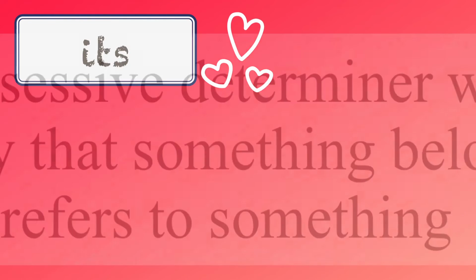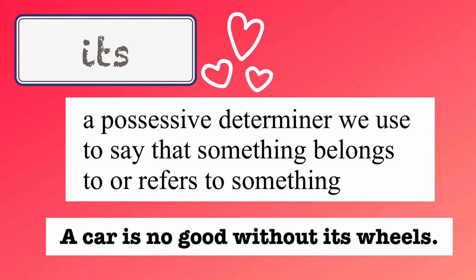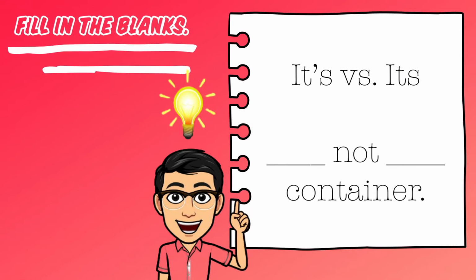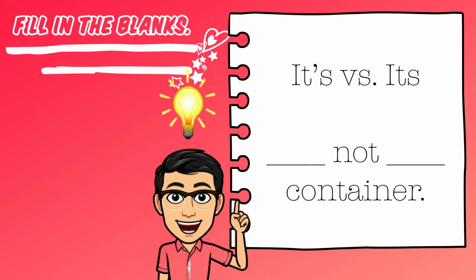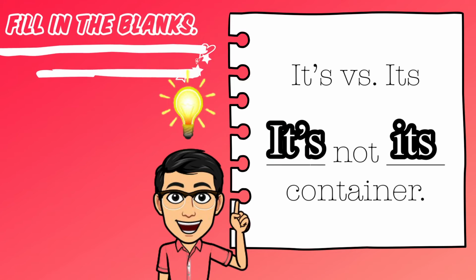Its without apostrophe. It is a possessive determiner we use to say that something belongs to or refers to something. So earlier I said when you say possessive, it expresses ownership, pagmamayari. Example sentence, a car is no good without its wheels. So we all know that wheels are part of a car. Okay, let's have the example sentence earlier. It's net, its container.